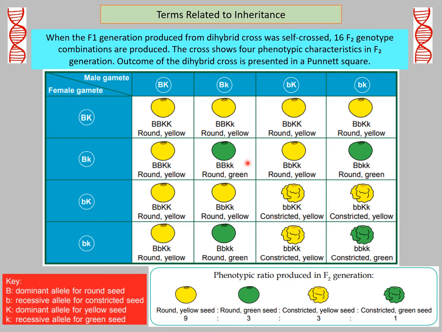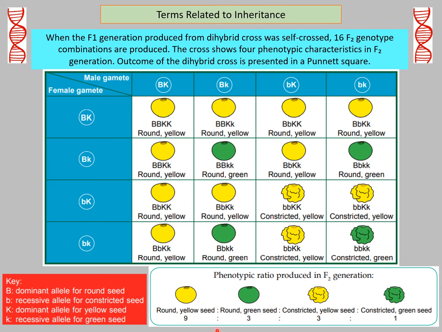And there are 3 combinations of dominant trait and recessive trait, which is round and green: 1, 2, 3. Green is the recessive trait and round is the dominant trait. And there are 3 combinations of dominant trait and recessive trait where constricted is the recessive trait for seed shape, and yellow is the dominant trait for seed color: 1, 2, 3. And there is only one that carries both recessive traits, which is constricted and green.